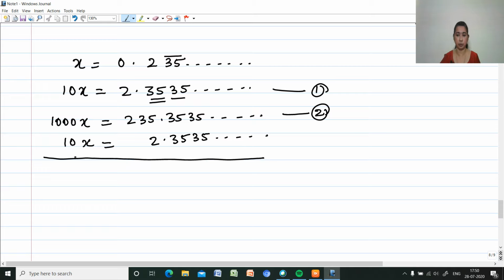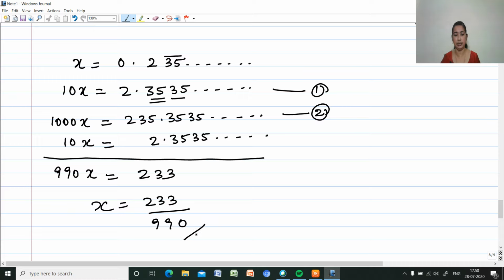Now subtracting both equations, we will get 990x is equal to 233. Therefore, x is equal to 233 by 990. So that is the corresponding rational expression for 0.23535 etc.